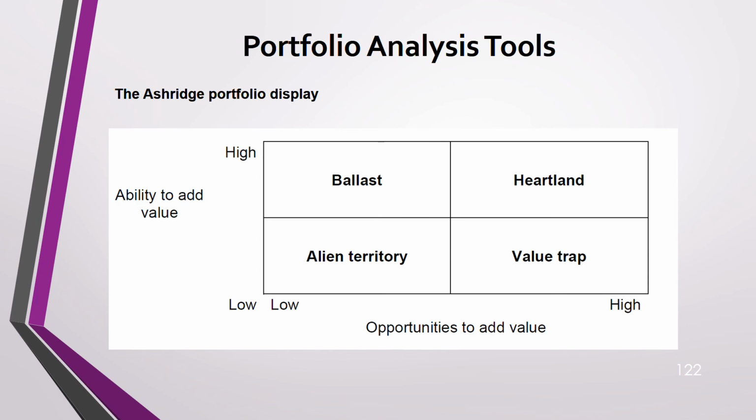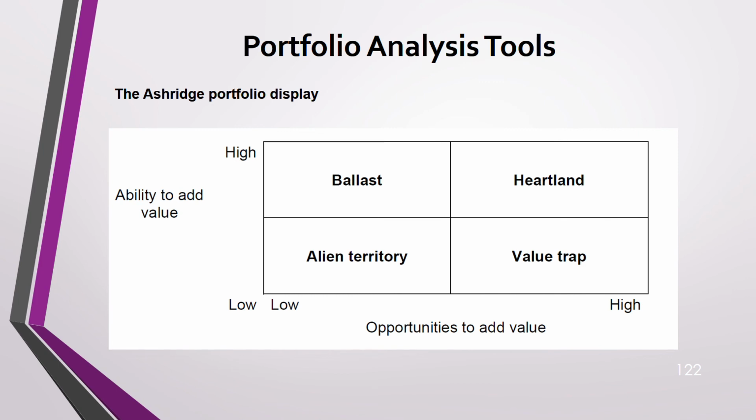If you see, all the portfolio displays are like this. You'll have high-low on both axes, and then you'll have four quadrants with a name on each. You should know these names. Whether it is the public sector matrix, the BCG matrix, or the Ashridge portfolio display, don't get confused with the names. Sometimes you might bring BCG matrix names into the Ashridge portfolio display, like dogs, cats, cows. Don't do that. Usually it does not happen, but I'm just giving you a warning in case it does.